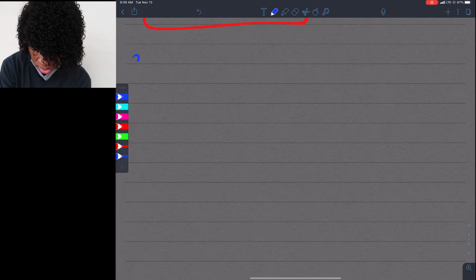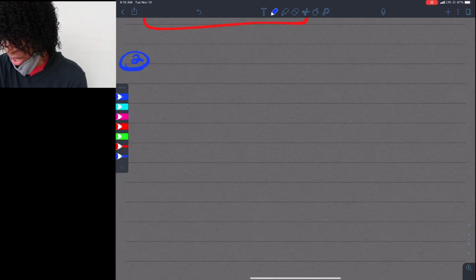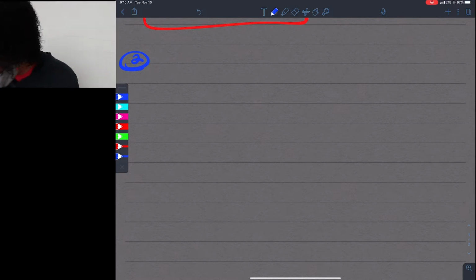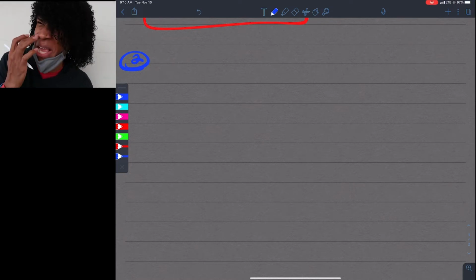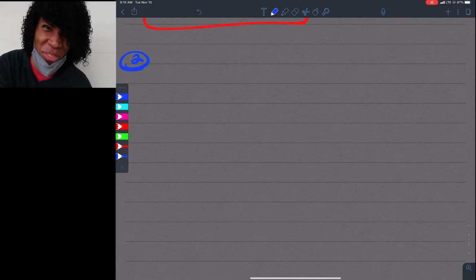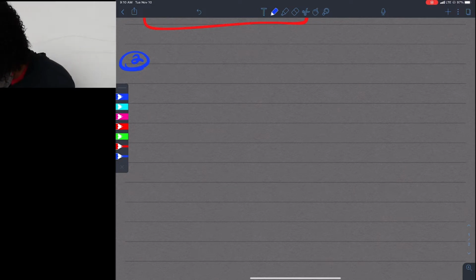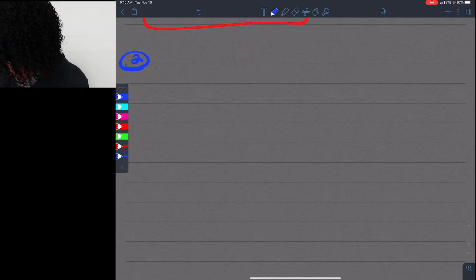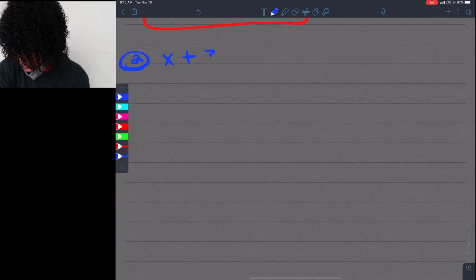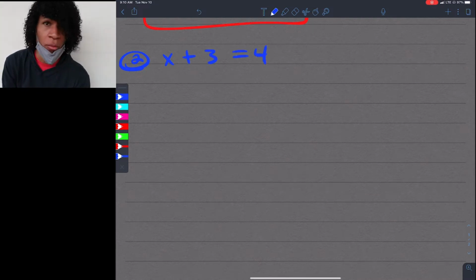Change colors. All right, number 2, let me look here in the book, because I pulled up a book full of practice problems so I wouldn't have to make up a whole bunch of them. If there's a whole bunch of them already out there, why make new ones? Okay, so, x plus 3 equals 4. All right, remember, the goal here is we're gonna get x alone, okay?